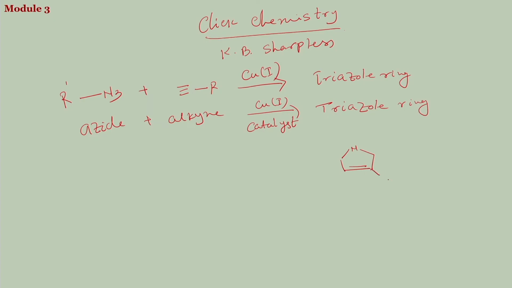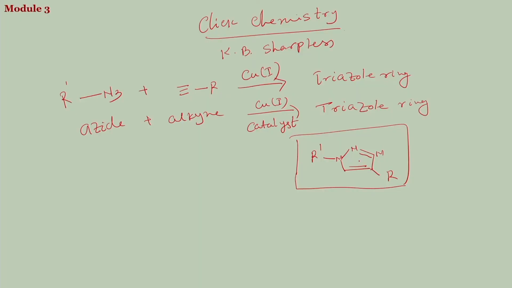here is R, double bond this carbon, here is one N, that is your R prime, here is another N, double bond. Yeah, this is the triazole compound. So, this R prime can be anything in this direction, this R can be anything in the other direction, and you can ligate them together, you can join them together by this triazole ring formation.